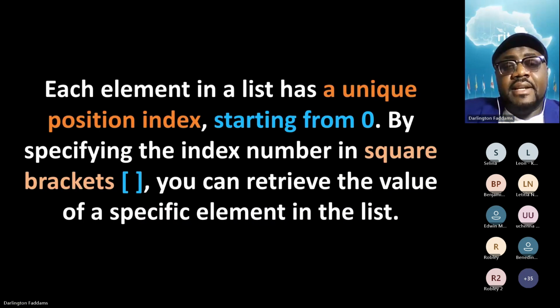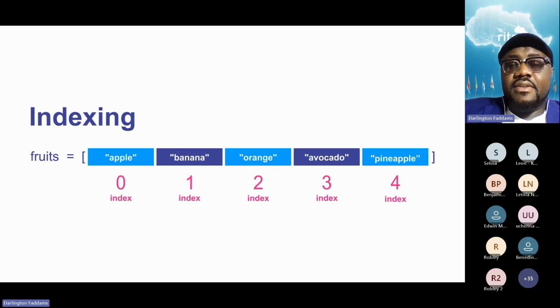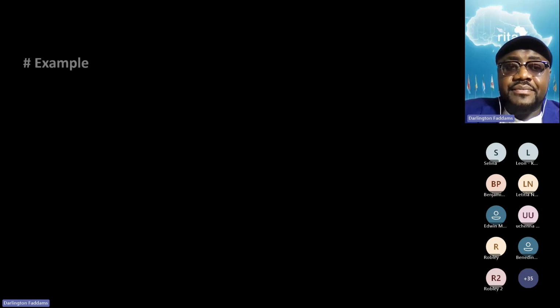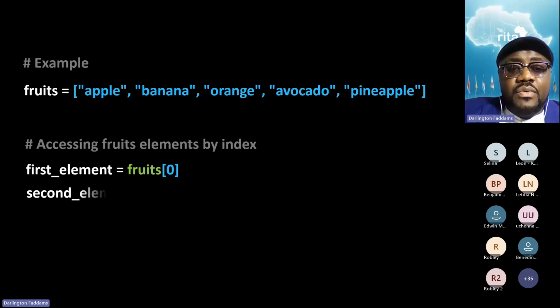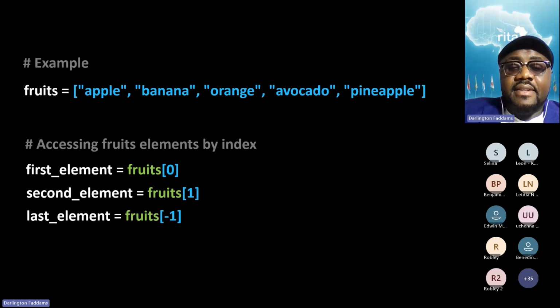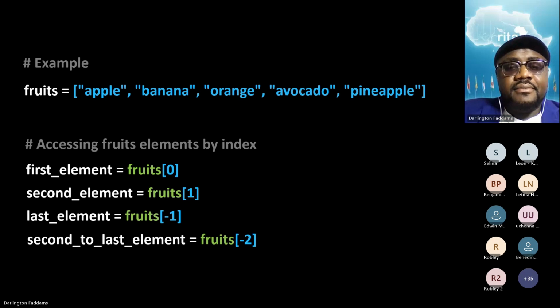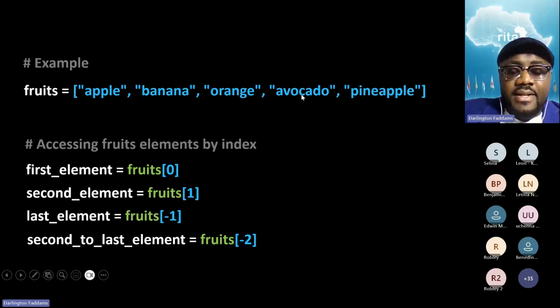All right. Now, to access elements in a list, you still use the same concept of indexing. So index 0 will target the first element. Index 1 will target the second element. Index 2 will target the third. Index 3 will target the fourth one, and so on. So this is the same concept of indexing that we covered. All right. With this, -1 will also print the last item in your list. Then -2 will print the second to last, which is avocado.